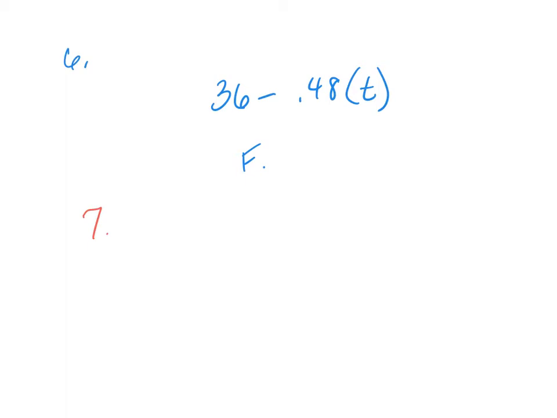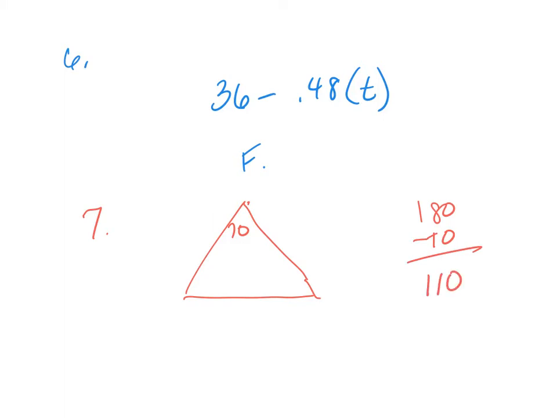Number 7 is the easiest problem on this page, but you are going to make a silly mistake if you don't really pay attention. What are the angles in a triangle add up to? 180. You know that, right? This guy here is 70. That means when you take 70 away from 180, you have 110 left to spend, right? Well, 110, look at it, sitting there waiting for you. So when you see that, you go, oh, that must be the answer because I just got 110.